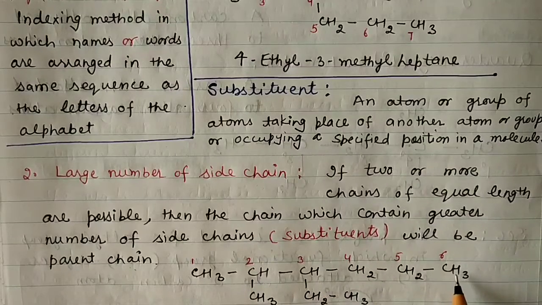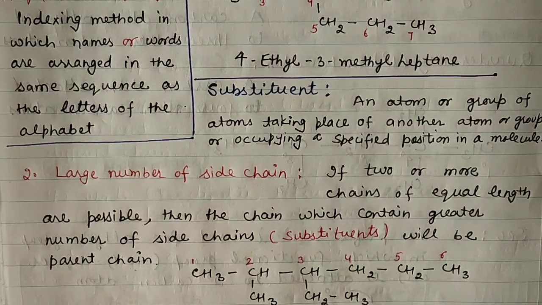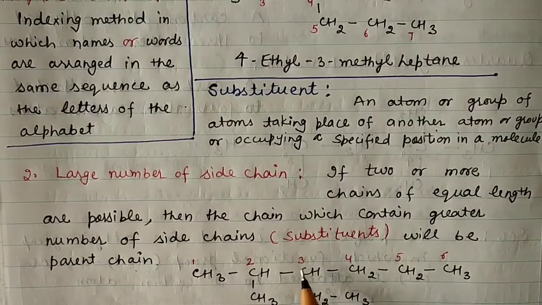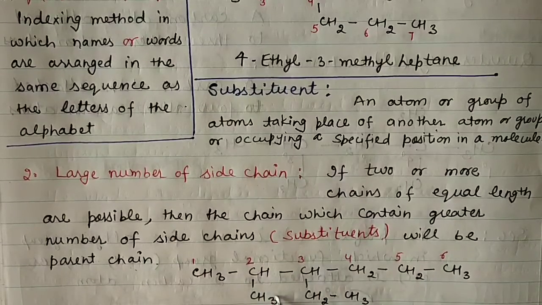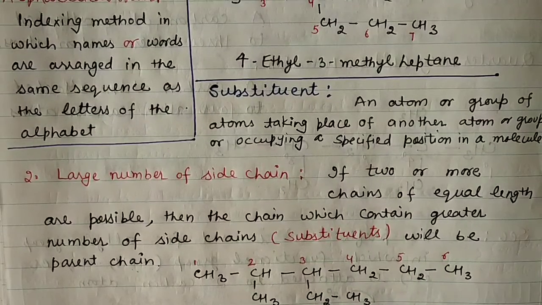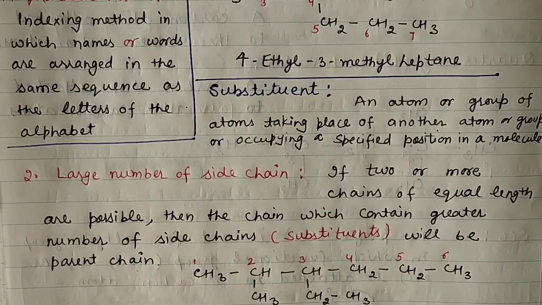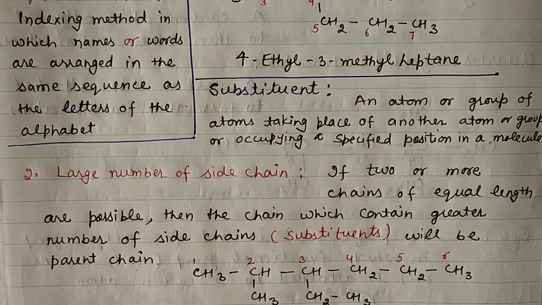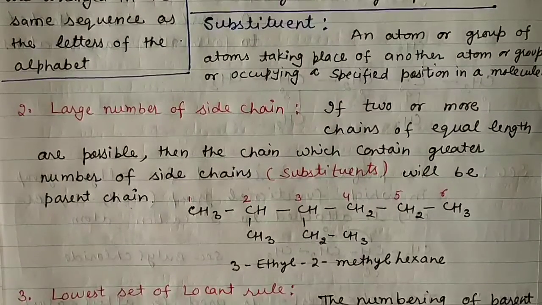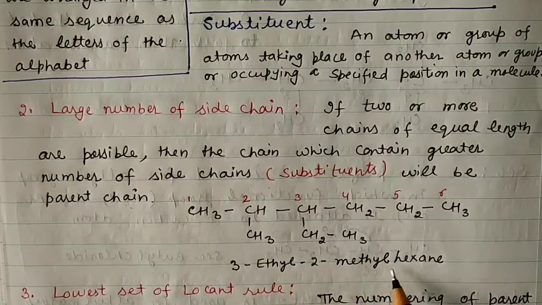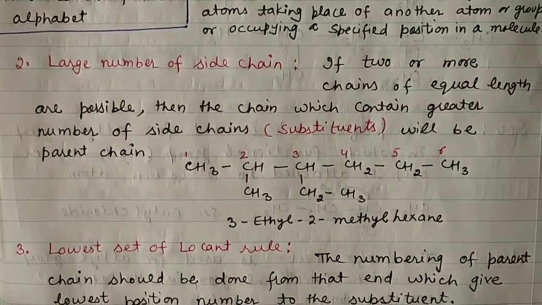So 6 carbon we have; for this 6 the root is hex, single bond ane. And at the 2 and 3 positions we have methyl and here ethyl. Alphabetically ethyl comes first, that's why 3-ethyl, and methyl comes after ethyl. So this is 2-methylhexane. 3-ethyl, this is 3-ethyl-2-methylhexane.